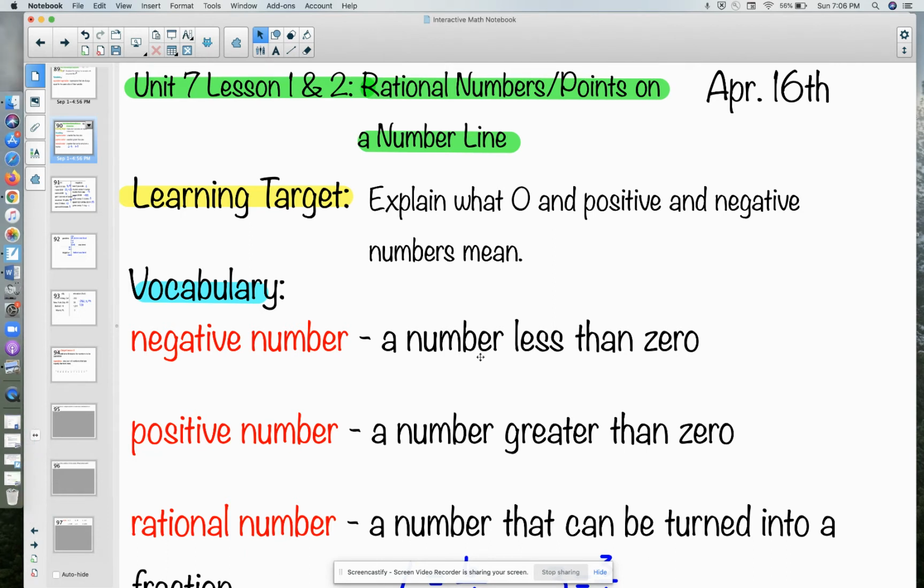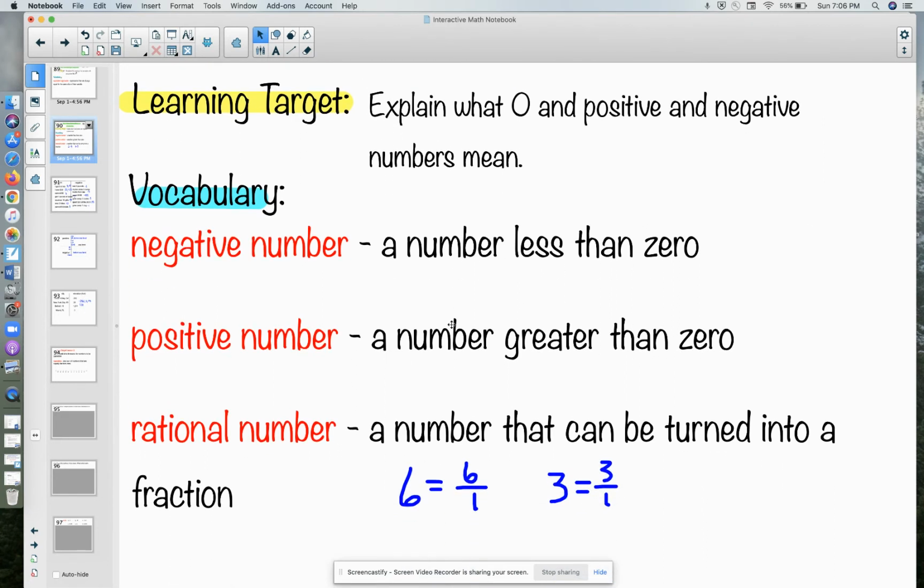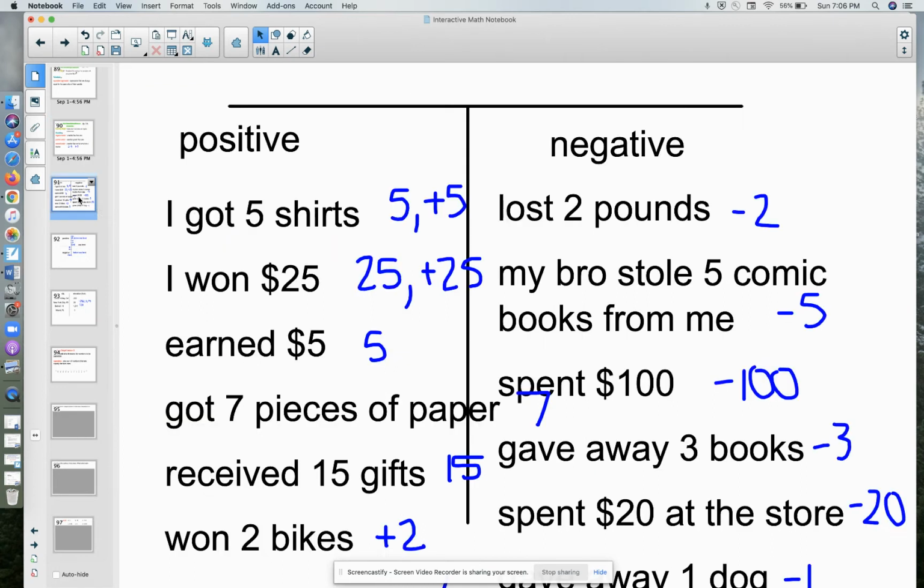The learning target explained what the zero and positive and negative numbers mean. Again, negative number, a number less than zero. Positive number, a number greater than zero. And rational number is a number that can be turned into a fraction. And that's what we did here.